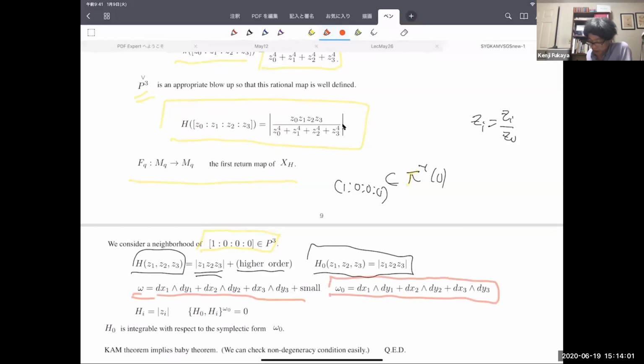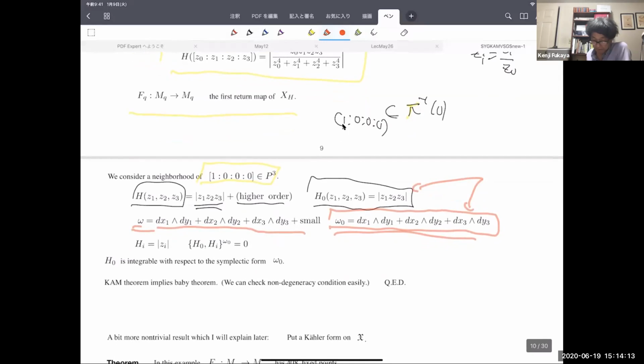So the Hamiltonian vector field and dynamical system you study is very much a kind of trivial one. You have just the H0, which is the product of the three things and this absolute value. And the symplectic form is just the standard one. And then this is obviously an integrable system. So you have this absolute value of Zi. Then this absolute value of Zi Poisson commutes with this H0 with respect to this trivial symplectic structure. So you have three first integrals, and then this is an integrable system.